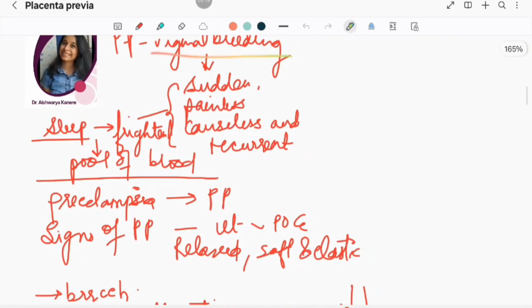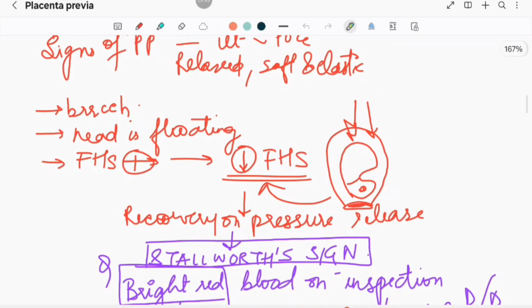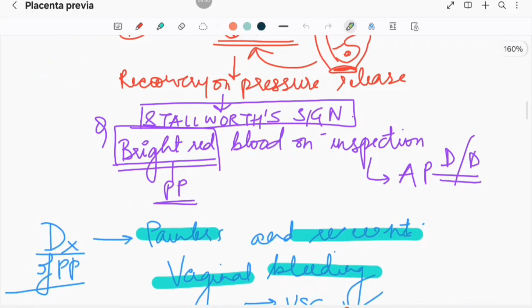Then the signs and symptoms of placenta previa: vaginal bleeding that is sudden, painless, causeless, and recurrent. During sleep, the patient wakes up frightened as she finds herself in a pool of blood. Preeclampsia aggravates placenta previa symptoms. Then the signs: the uterus corresponds to the period of gestation, and it is relaxed, soft, and elastic. It shows breech presentation, the head is floating, and FHS is present, but it is decreased on pressure and increased on releasing the pressure. This is called Stallworthy sign.